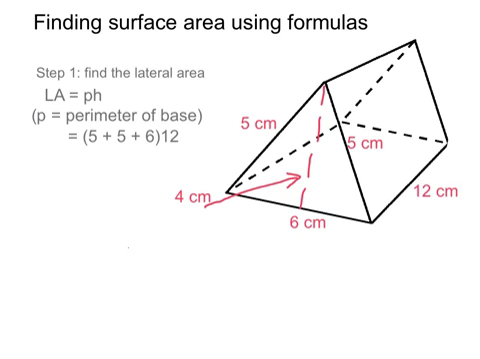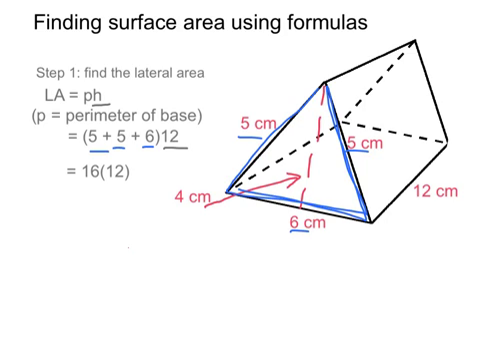Now let's try using the surface area formulas to find the surface area of the triangular prism. So remember that our formula is P times H, where P is the perimeter of the base. And so as you see here, our base is our triangle, and the perimeter of the triangle is 5 plus 6 plus 5, as we see here in our equation. 5 plus 5 plus 6 gives us 16. And so now we multiply 16 times our height, which is 12.